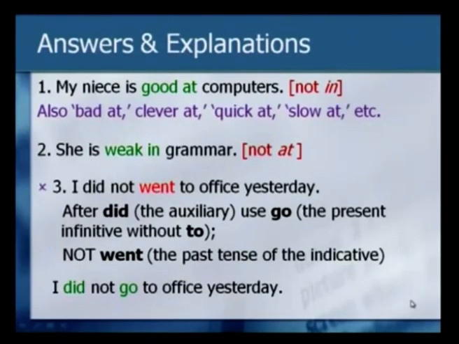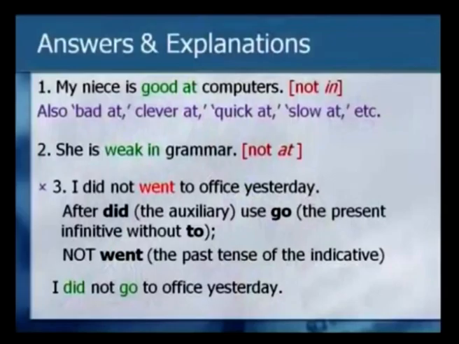Now, the first one, my niece is good at computers, is the correct answer, not in. Good in some subject is a common error. Also, you can say bad at computers, bad at mathematics, clever at mathematics, quick at mathematics, quick at computers, slow at mathematics, etc.